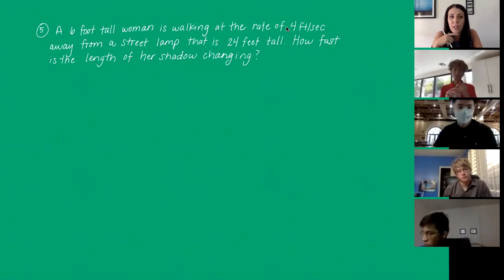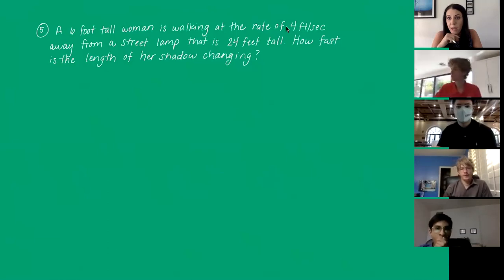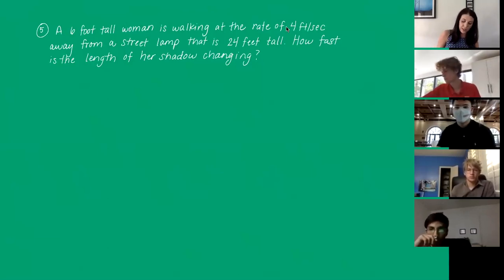Okay, so first of all, let's read it again. A 6-foot-tall woman. She is not growing or shrinking magically during this scenario. She's walking at the rate of 4 feet per second away from a street lamp that is 24 feet tall. The street lamp is also not magically growing or shrinking. So the 6 and the 24 are both constant pieces of information. Okay, so I have a street lamp. Please draw this picture.